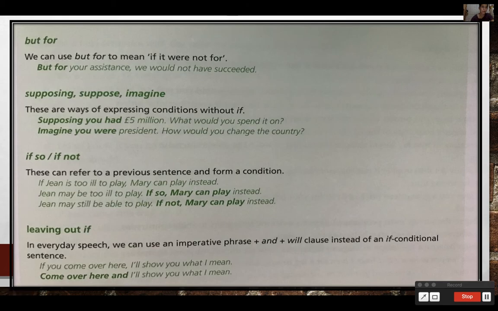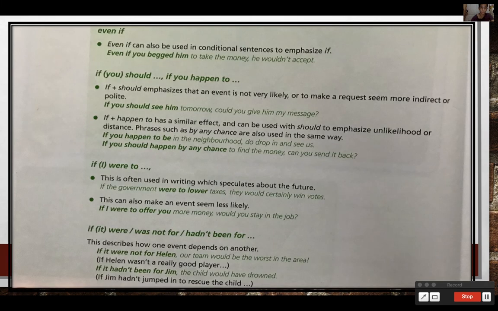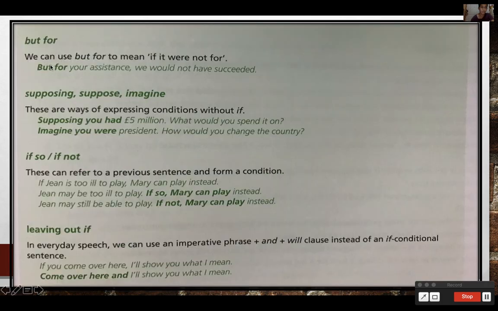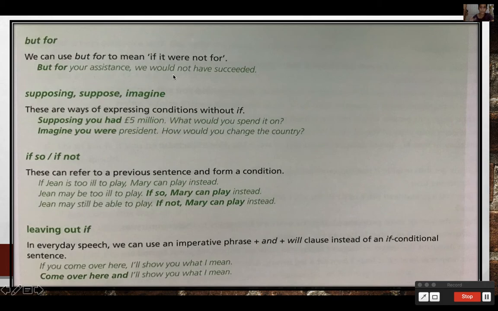Okay. But for. We can use but for to mean if it were not for. But for your assistance, we would not have succeeded. Como lo mismo, si no hubiera sido por tu asistencia, no hubiéramos logrado.